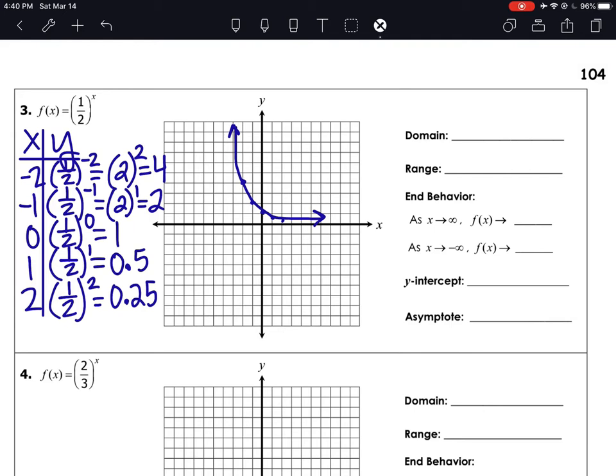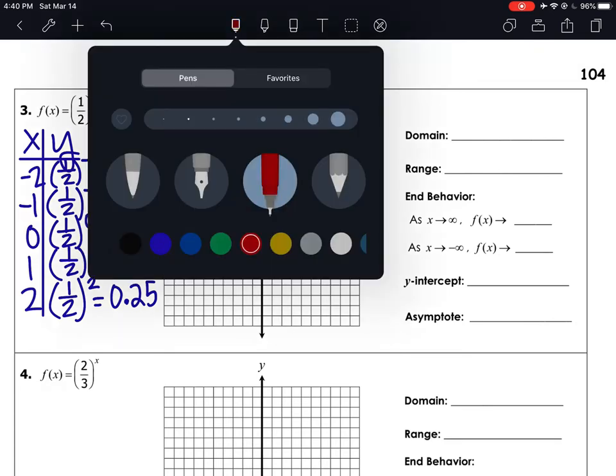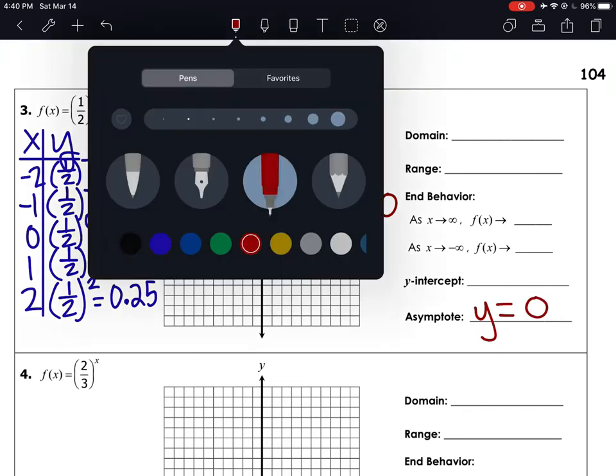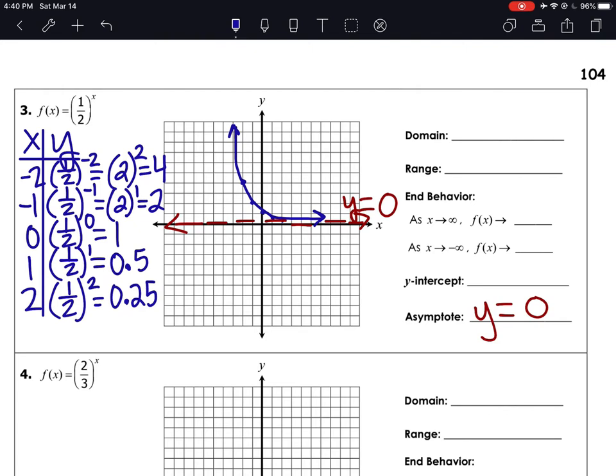Notice it has the same curve, but it's a little different this time. Also notice that it seems to be approaching y equals 0, but never touching it. That means we still have the same asymptote of y equals 0. Your domain is all real numbers, and the reason is because you can plug in any type of x and you would still get a value for y.